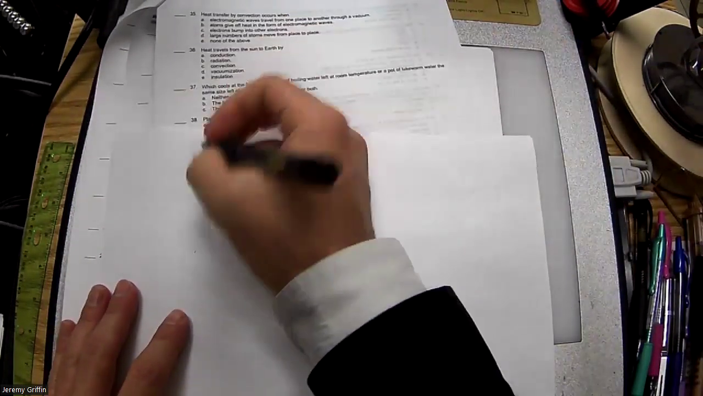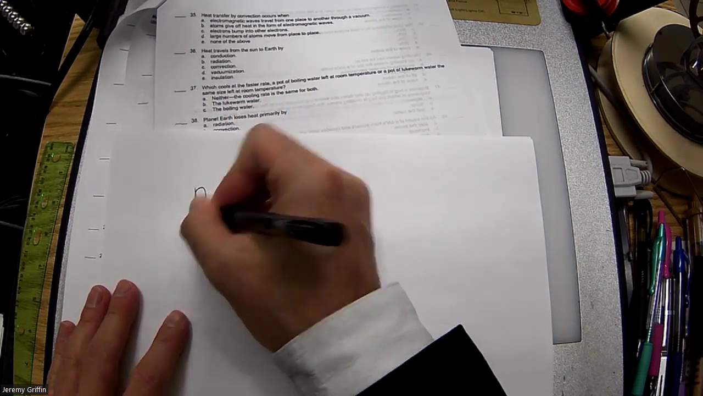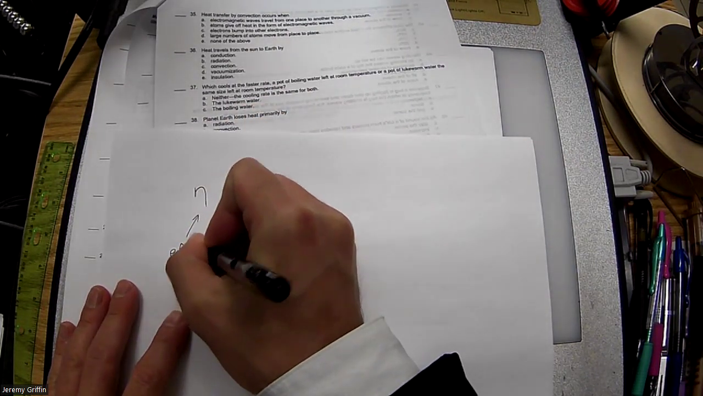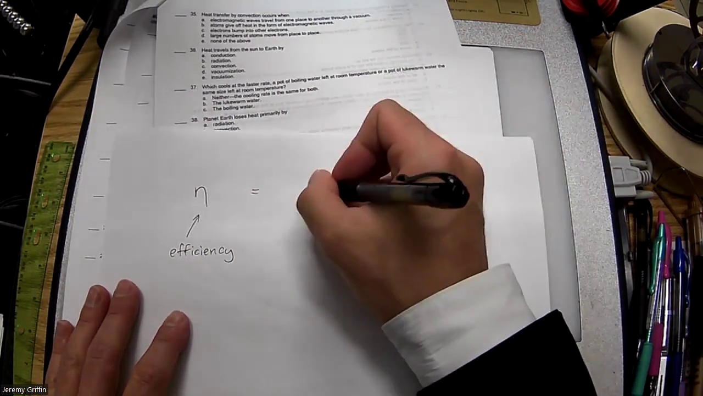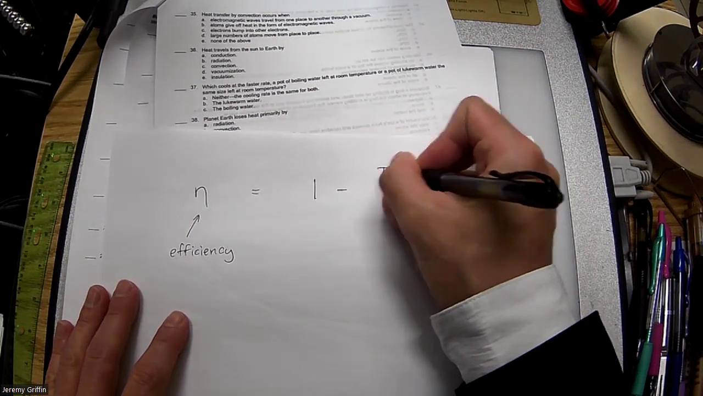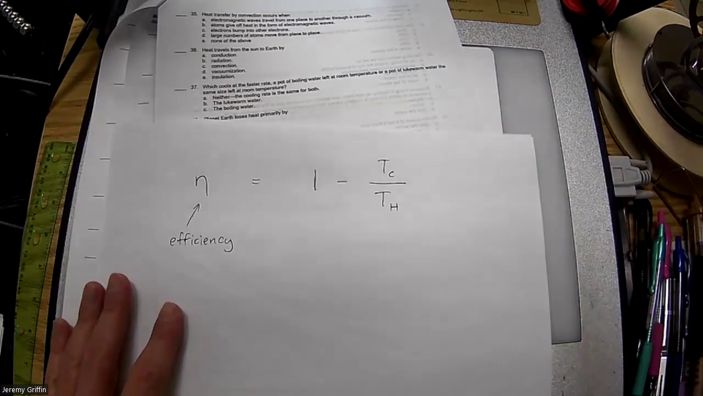And more generally, it goes like this. So this is the Greek letter eta, which in physics is usually used for efficiency. So I'll label that efficiency, say for a heat engine. This is one formula: one minus the temperature of the cold sink over the temperature of the hot sink, right?